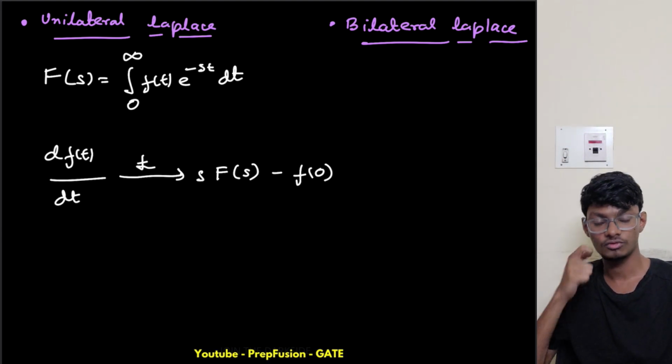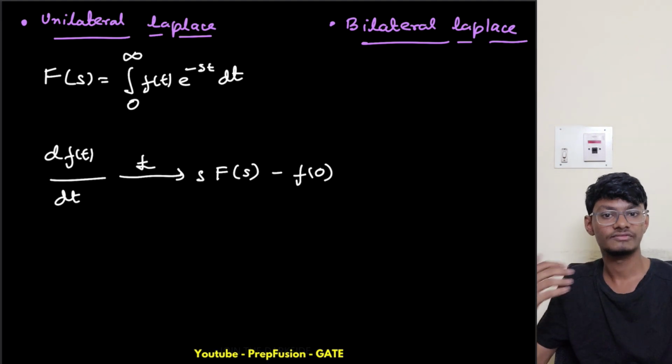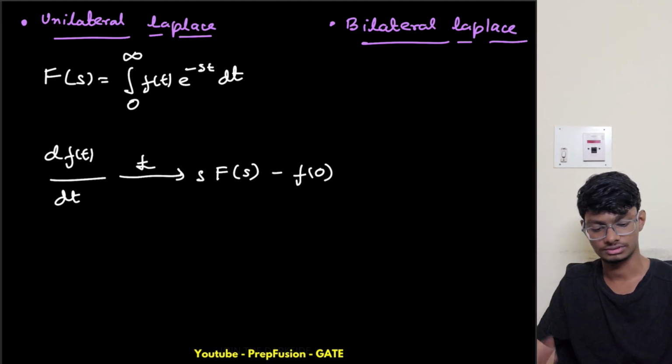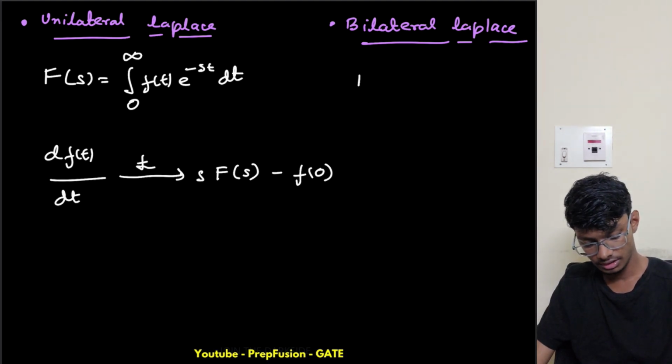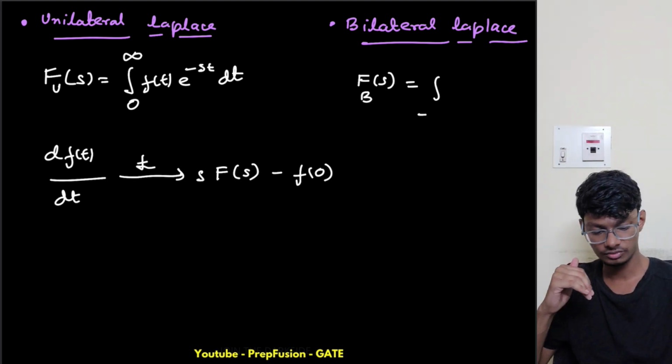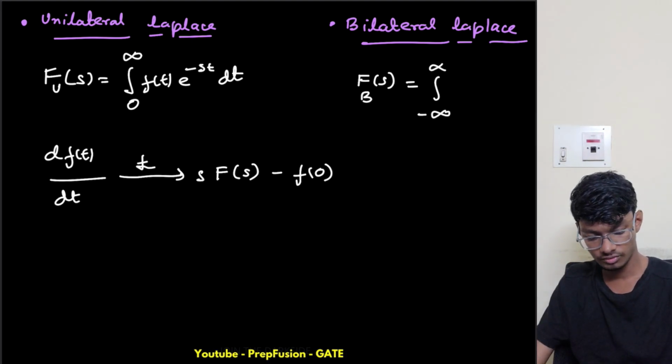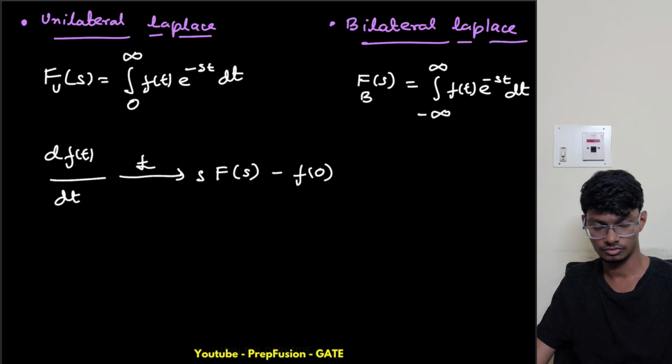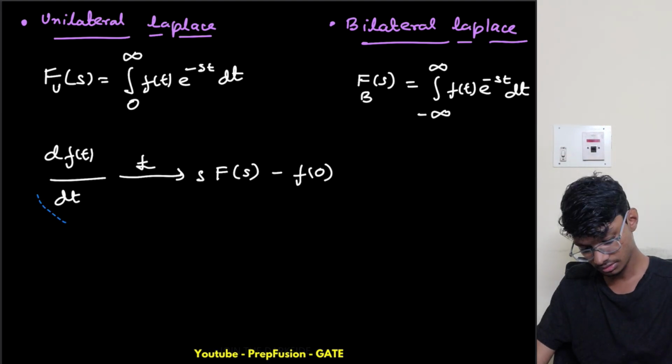Now if I take the Laplace transform of bilateral, what does the definition say? So the definition, let's say this is F_u and this is F_b, unilateral and bilateral. This is going from minus infinity to infinity, f of t e raised to power minus st dt.